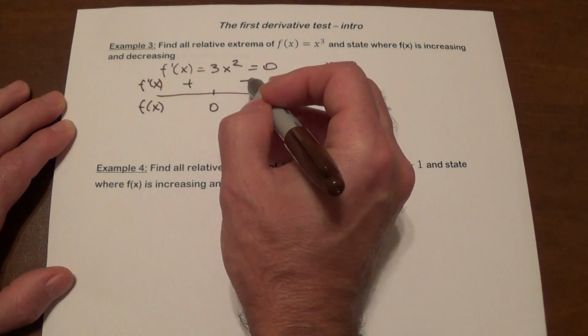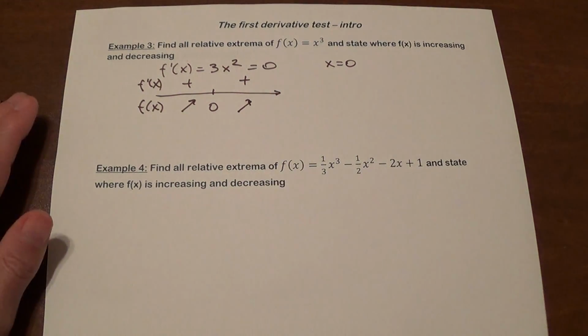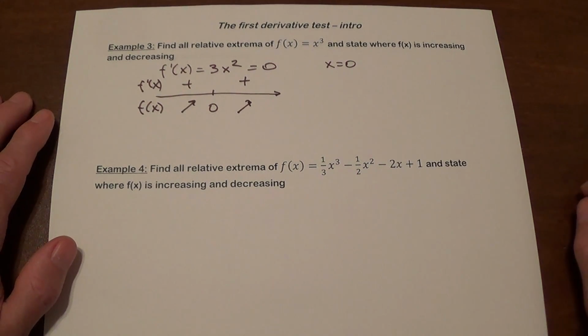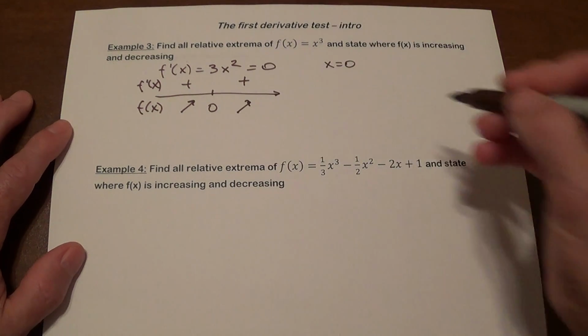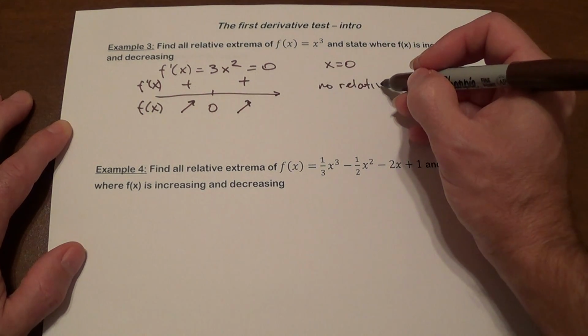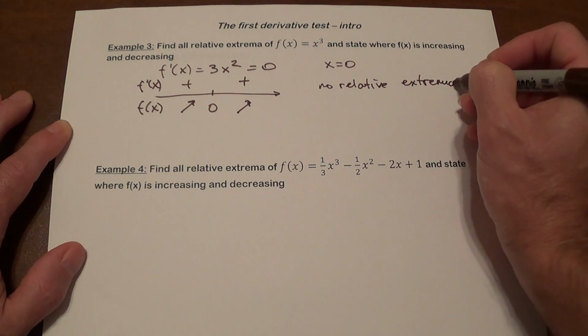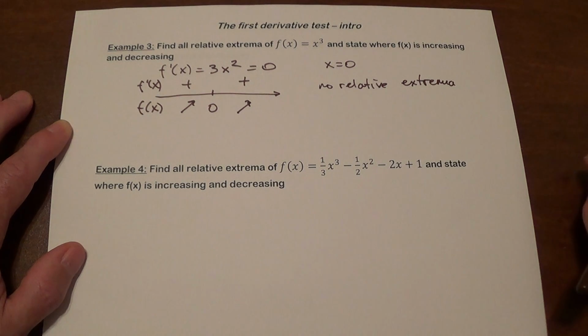That's going to be positive and positive. So the function is increasing and increasing. If you think about the graph of x cubed, that does make sense. So what does that mean? In order for a function to have relative extrema, there must be a sign change in its derivative, but we do not have a sign change, so we have no relative extrema, no relative maximum or relative minimum, because the first derivative of the function does not change sign anywhere. That's what I meant when I said a critical point is not necessarily going to be a relative extrema.